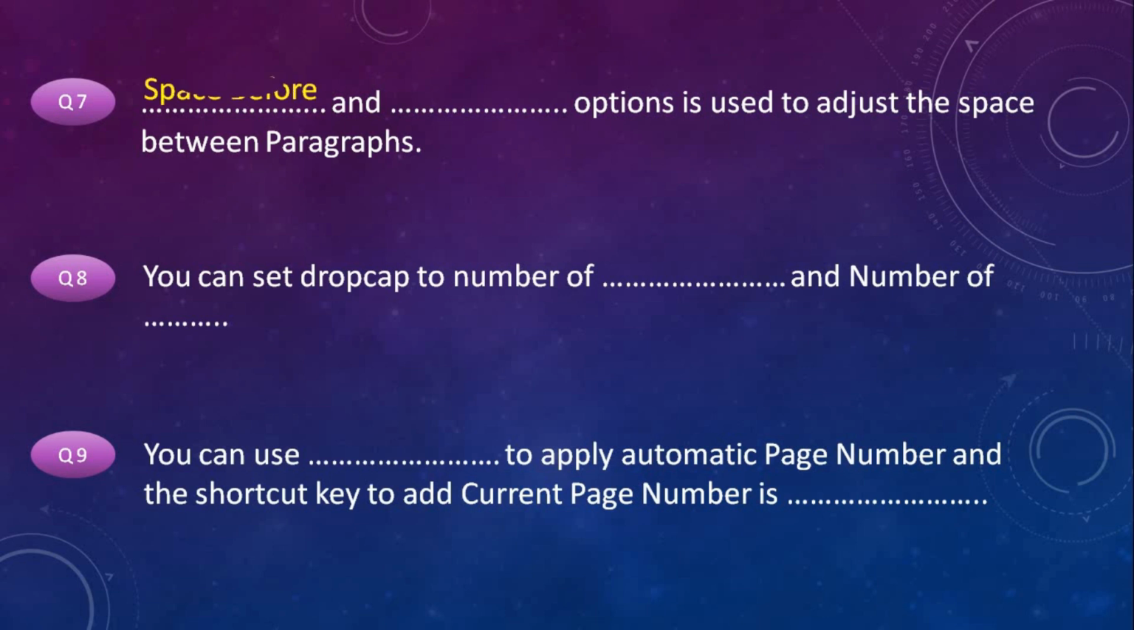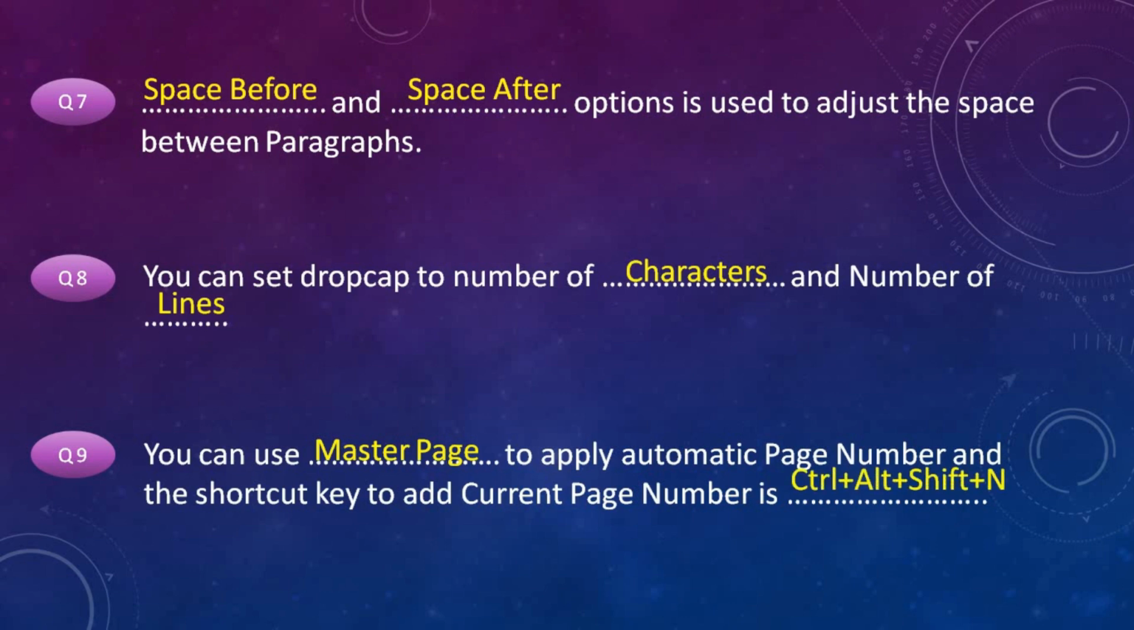Answer for these questions. Space before and space after options is used to adjust the space between paragraphs. You can set drop cap to number of characters and number of lines. You can use master page to apply automatic page number and the shortcut key to add current page number is Ctrl Alt Shift N.